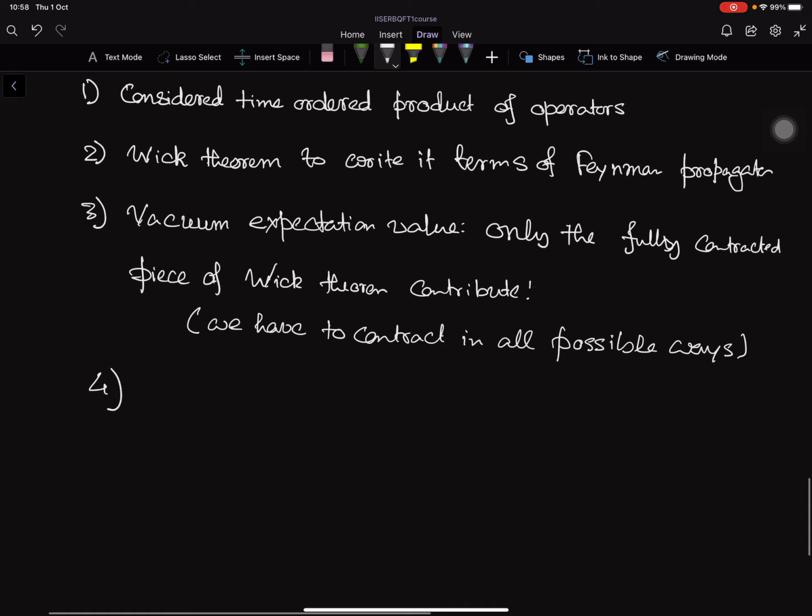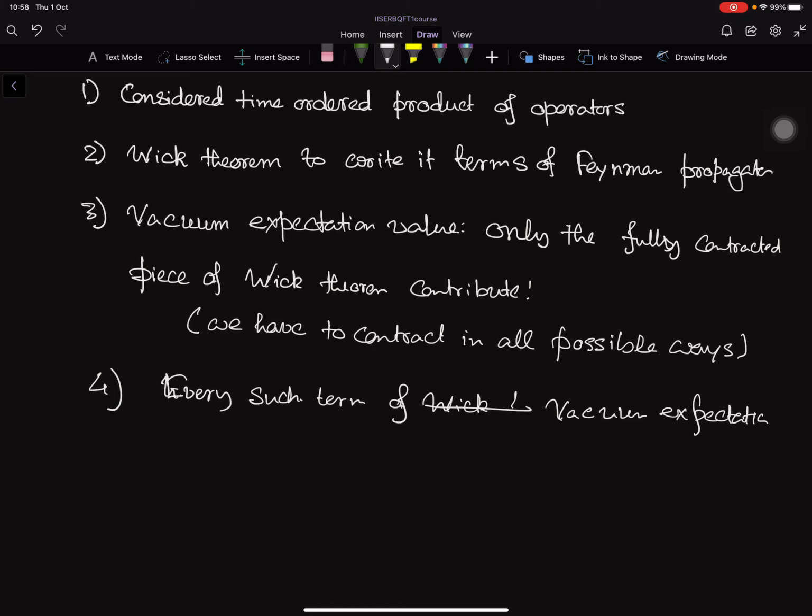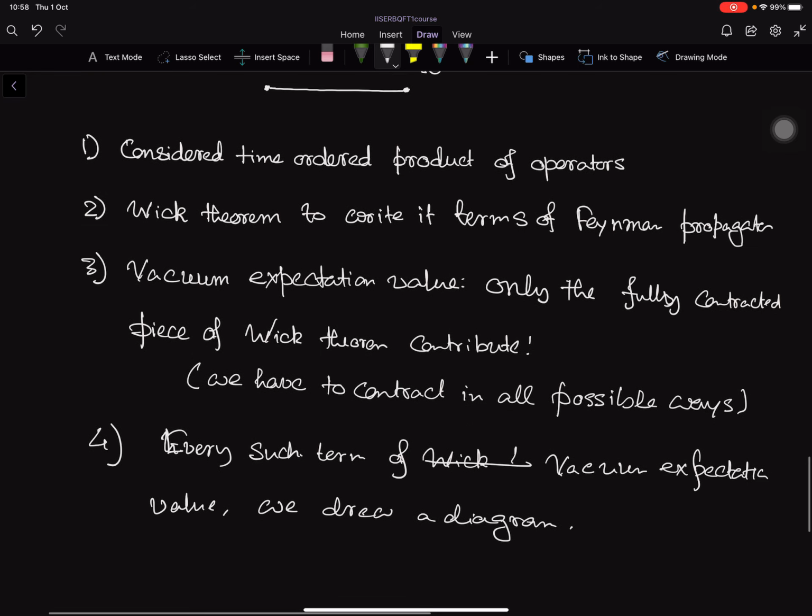And fourth is that for every such term of Wick's theorem of the vacuum expectation value, we drew a diagram. So in the next lecture you will see that we will start from time ordered product, but then we'll directly go to step 4.